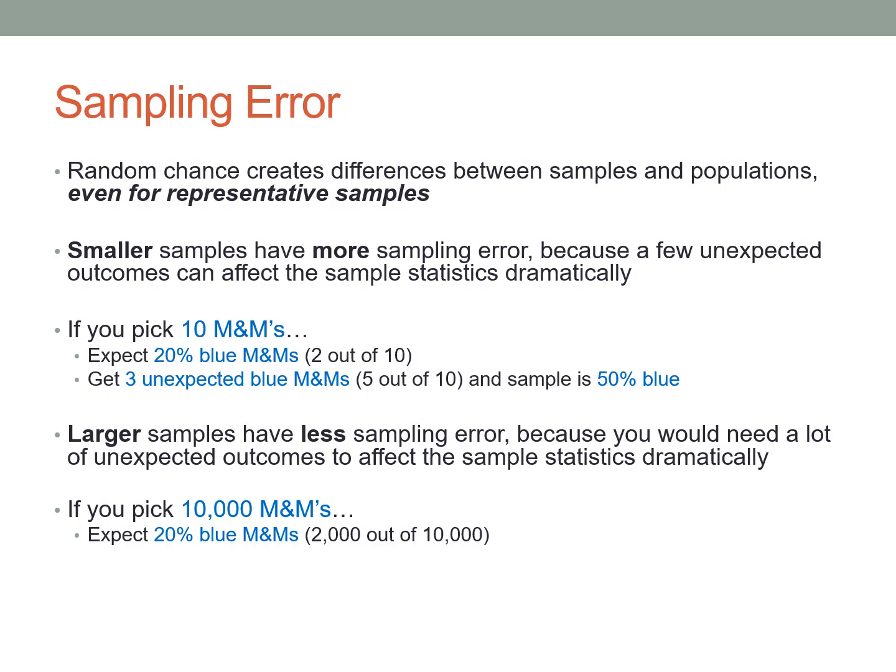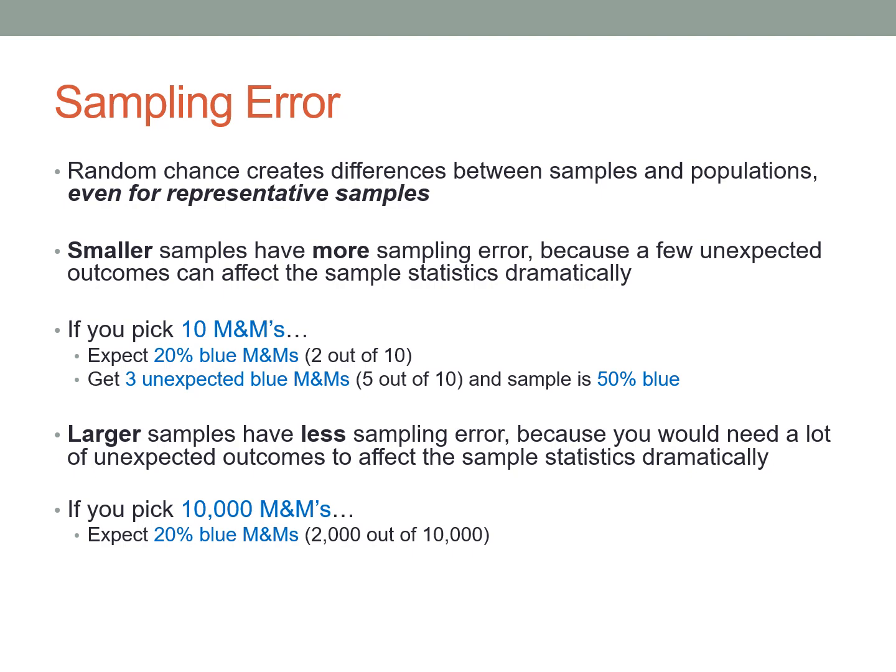Our probability distribution and principles of probability tell us what we should expect from our sample. We should expect that, just like the population overall, 20% of our large M&M sample is going to turn up blue. This comes out to 2,000 out of 10,000 M&Ms. So we pick 10,000 M&Ms, we expect 2,000 of them to turn up blue, aside from whatever random chance does.